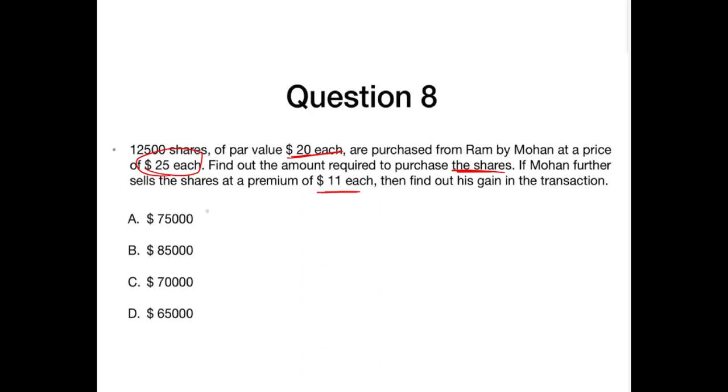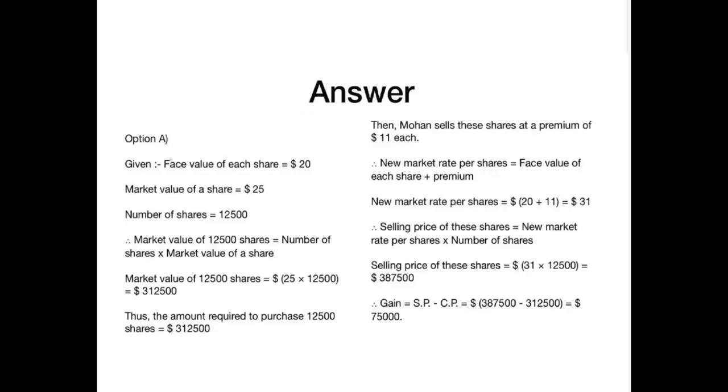It's a really important shares model question. Let us see within the description. The face value is $20. Mohan bought it at the price of $25. The number of shares they gave is 12,500, and the market value of 12,500 shares is going to be $25 into 12,500, so it's going to be 3 lakh 12,500. So we got the market value.